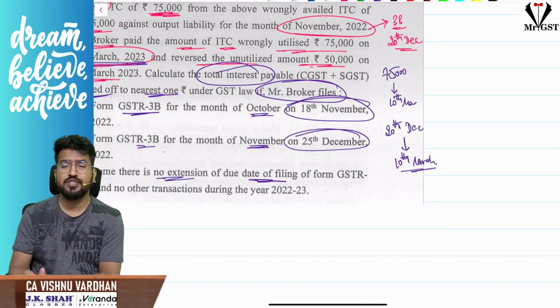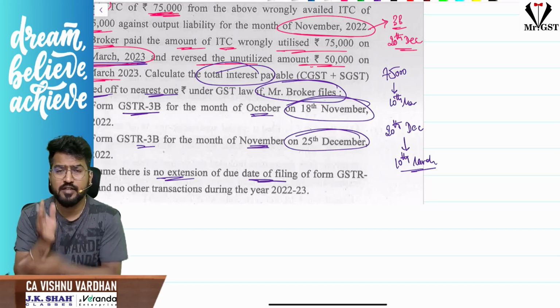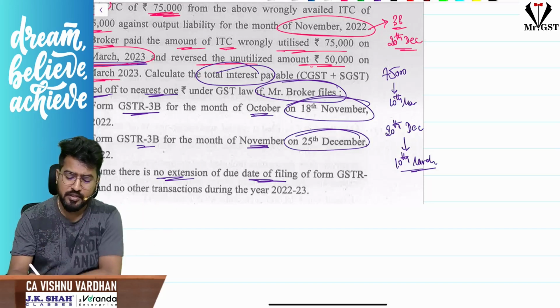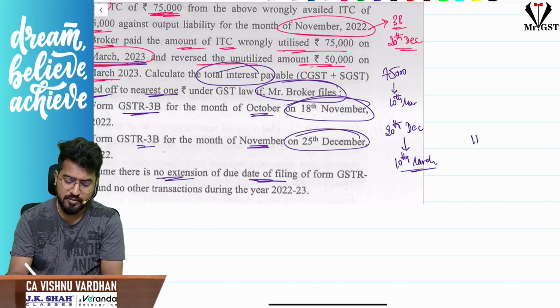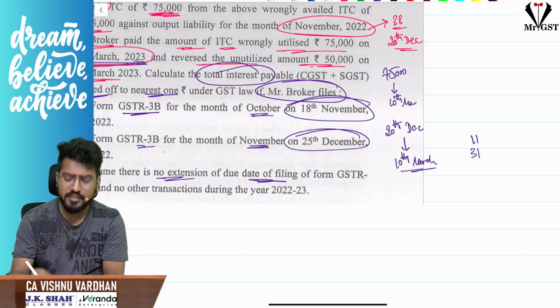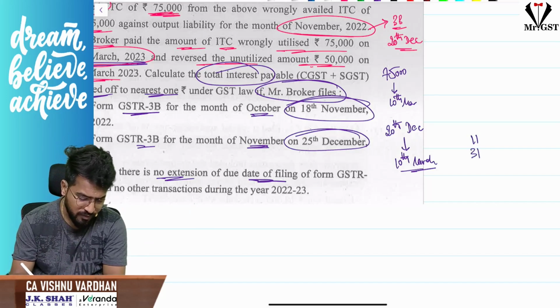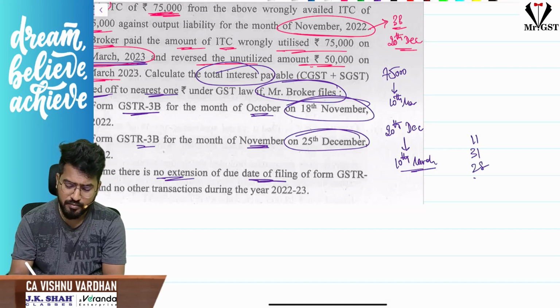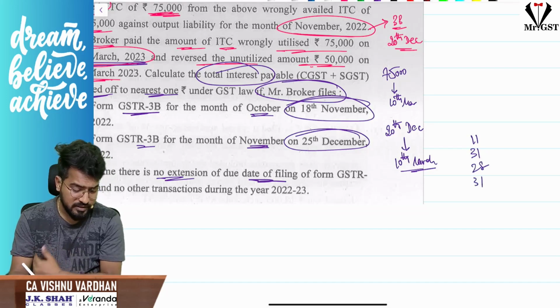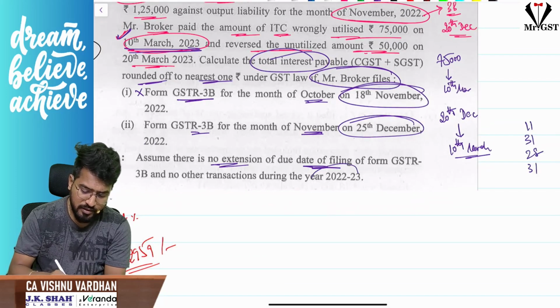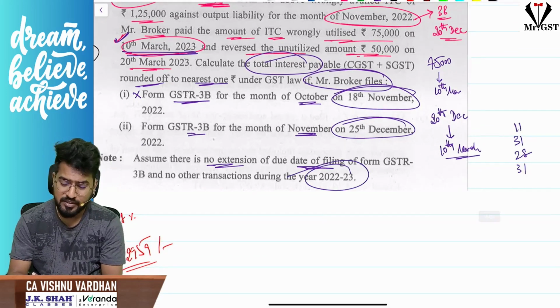20th December, if you see, December has 31 days in total. 20th December means 20 days gone, so I have still 11 days in December. January 31 days. February 28 days. March 31 days. You should check whether this is a leap year or not. This is financial year 22-23, which means it is not a leap year.